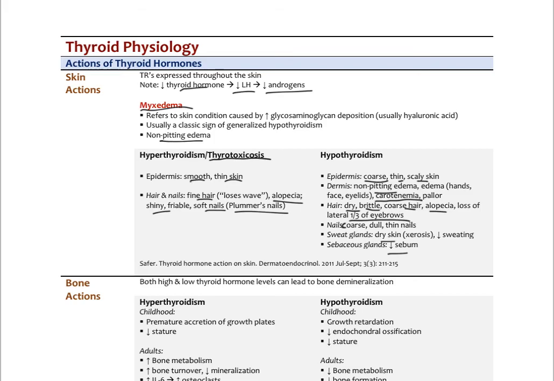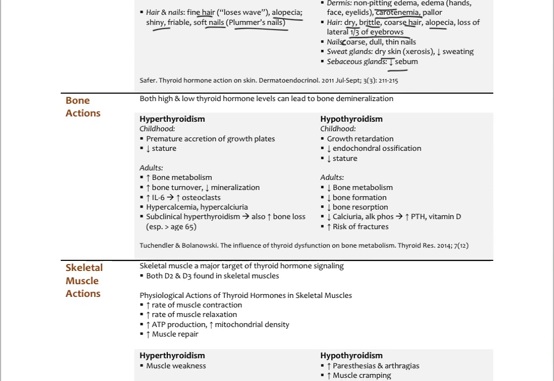In terms of bone, both high and low thyroid can lead to bone demineralization. I've already mentioned hyper, and we have the real problems with bone there. So we see premature accretion of the growth plates, so that could cause a shortening of stature. In adults, we'd see increased bone turnover, decreased mineralization, activation of the osteoclasts, and then hypercalcemia, hypercalciuria, so more calcium is going to be lost in the urine. And then in subclinical hyperthyroidism, we also see increased bone loss, especially after age 65.